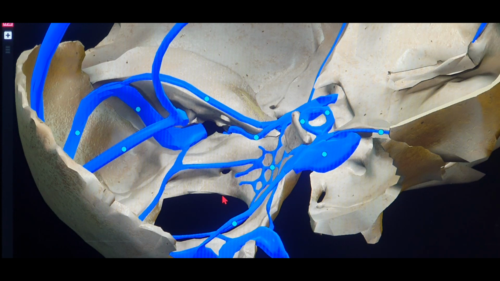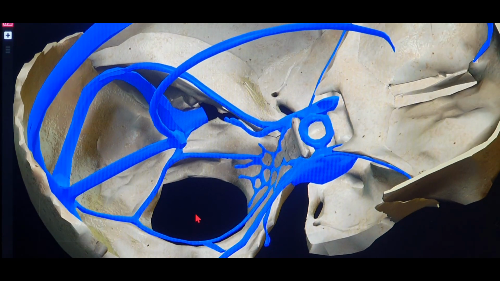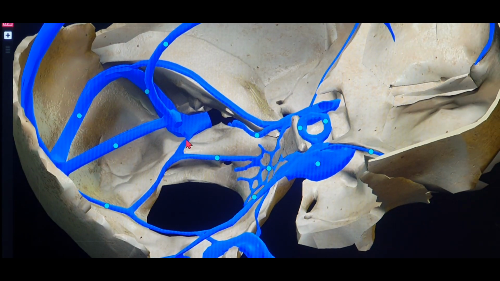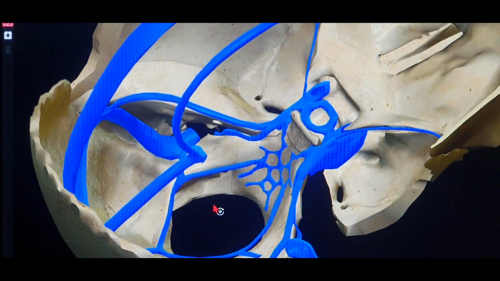That's the basilar venous plexus, and we have the marginal sinus as well. So never forget about this marginal sinus. This marginal sinus is also really, really important. So that is how the marginal sinus works. So 1, 2, and 3. These are all marginal sinuses.